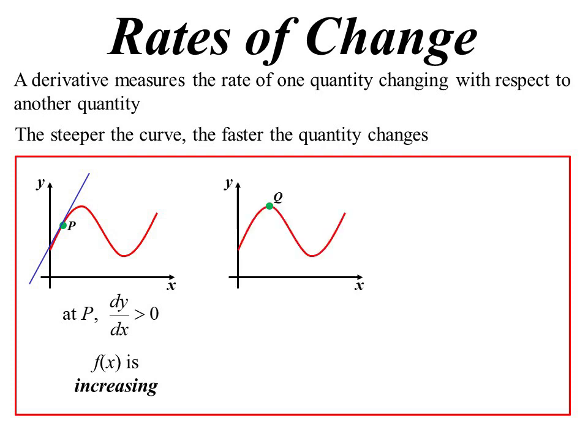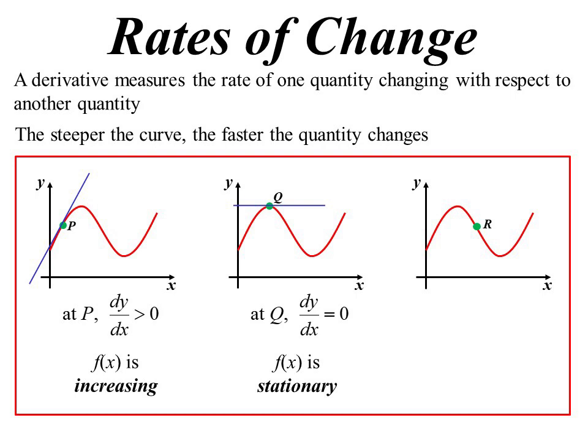And Q, sitting at the top there, that'd be when there is no change at this stage. The tangent is horizontal, the derivative is equal to 0. That's what we call our stationary point, so the curve is stationary there. And then of course we've got the other situation where we're going down. That's where the tangent has a negative slope, so the derivative is negative, and we say it's decreasing.